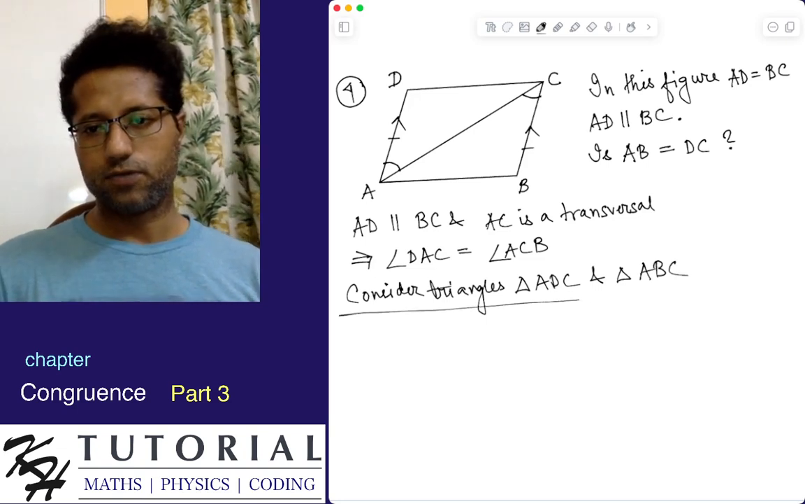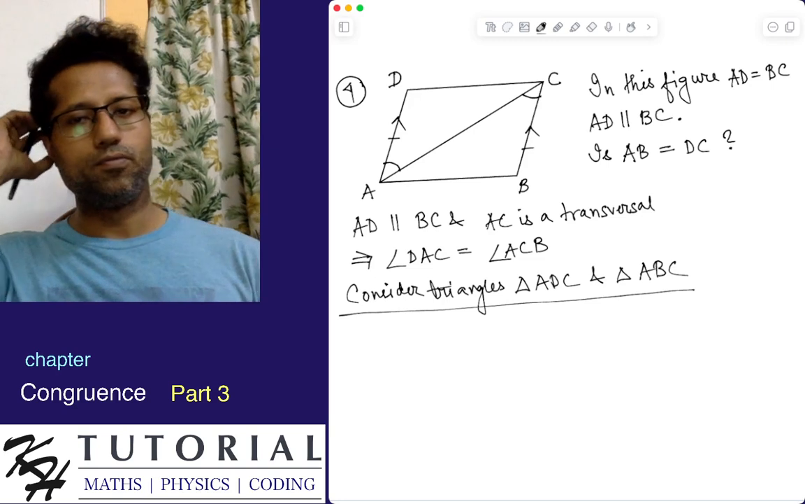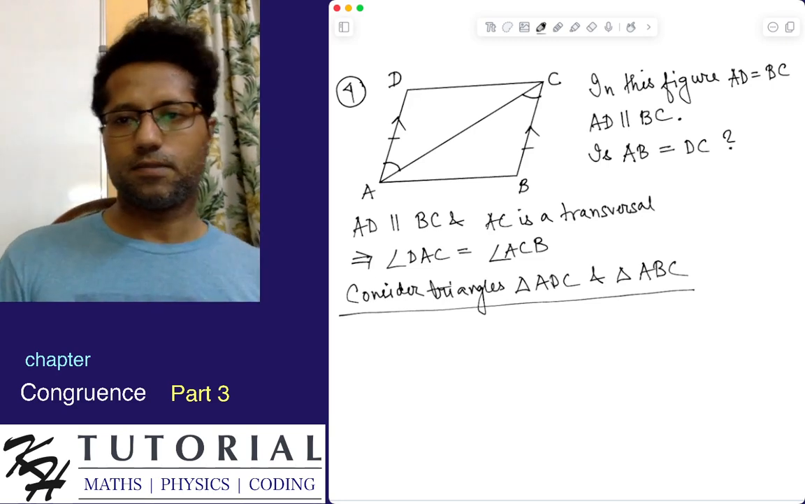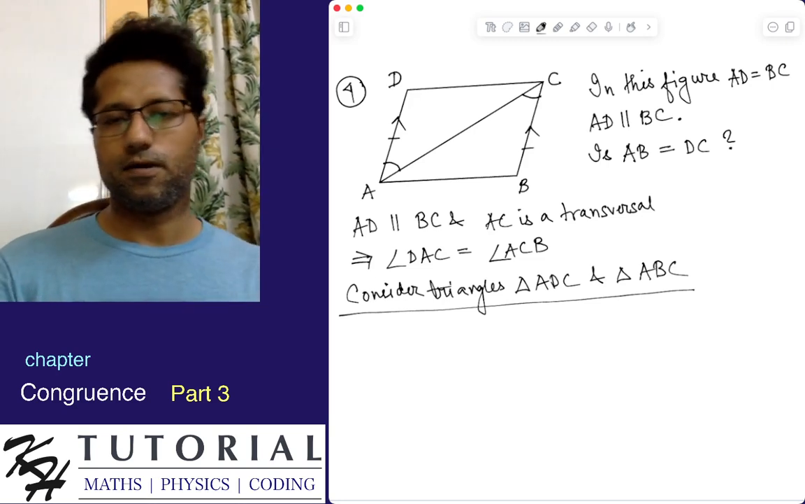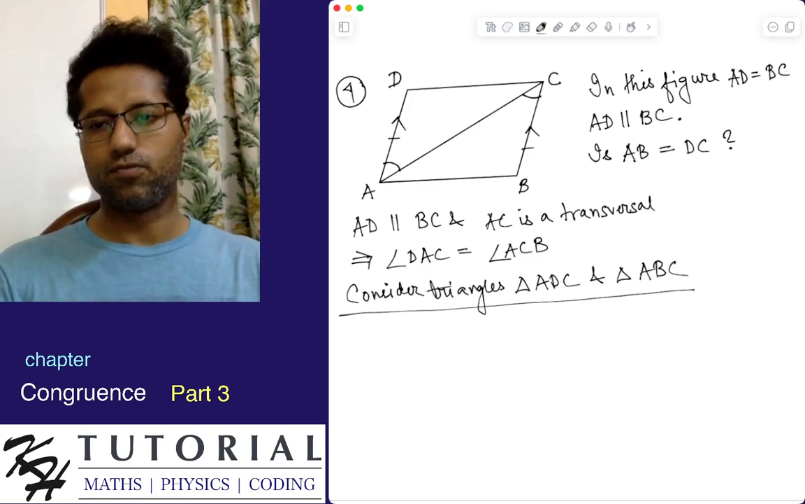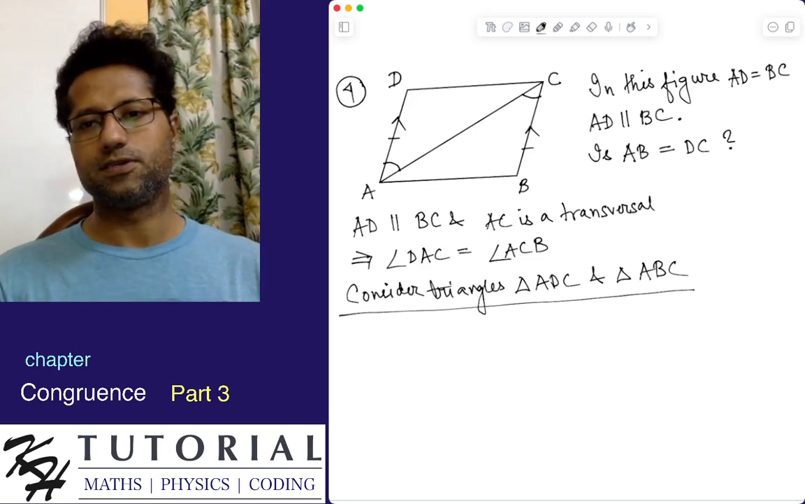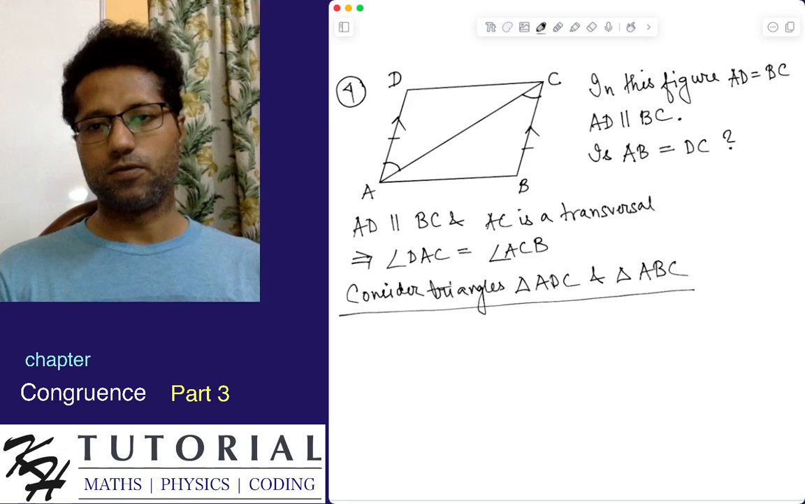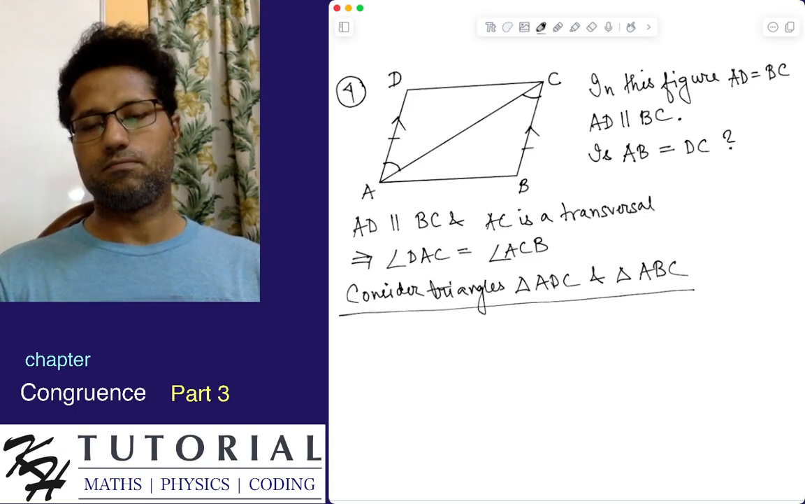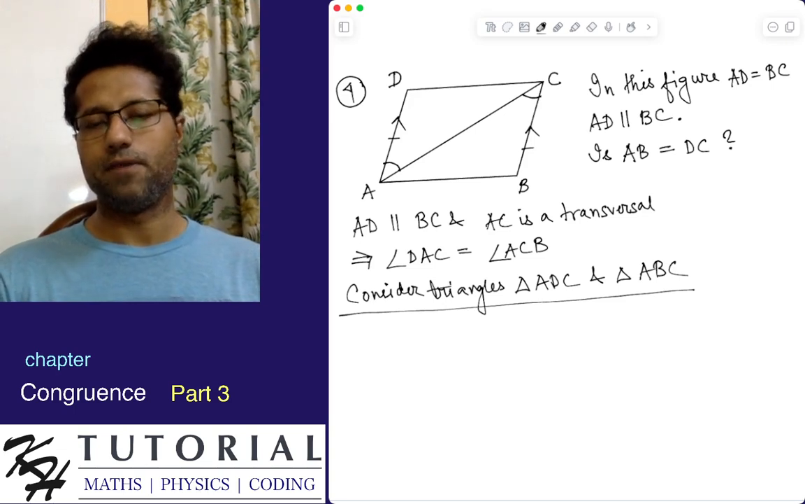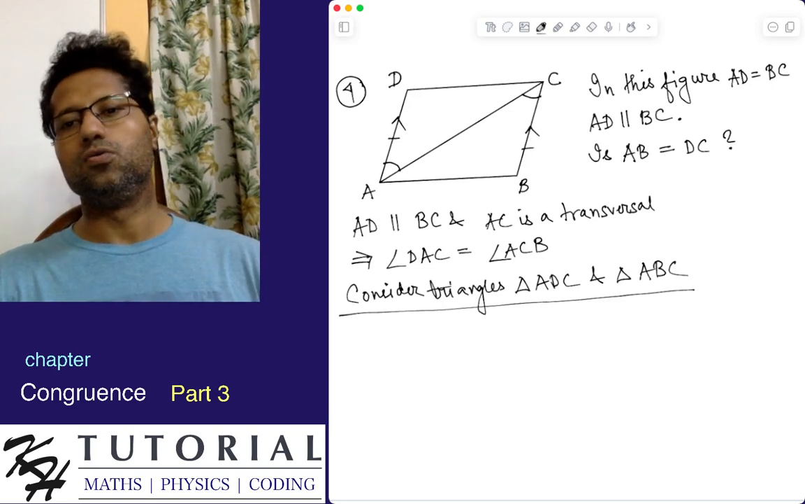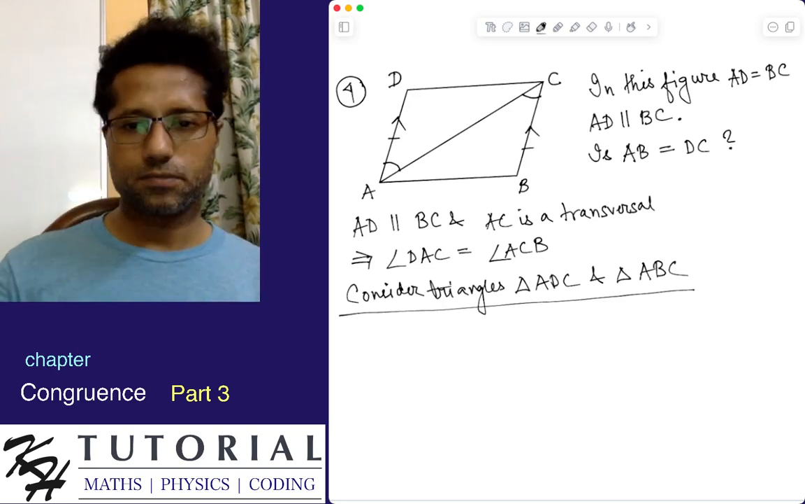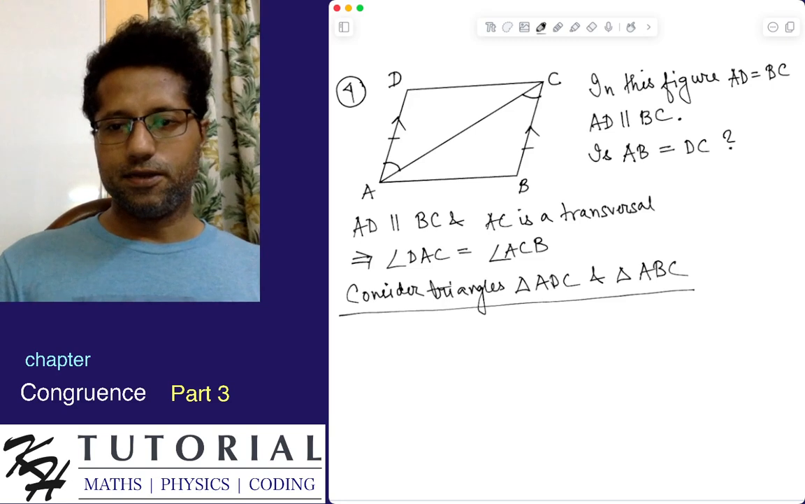Let's consider these two triangles and see if we can prove them to be congruent. If these two triangles are proved to be congruent, then I can obviously say that AB will be equal to DC, if from the congruence of the two triangles, AB is the corresponding side to the side DC. Now consider triangles ADC and ABC.